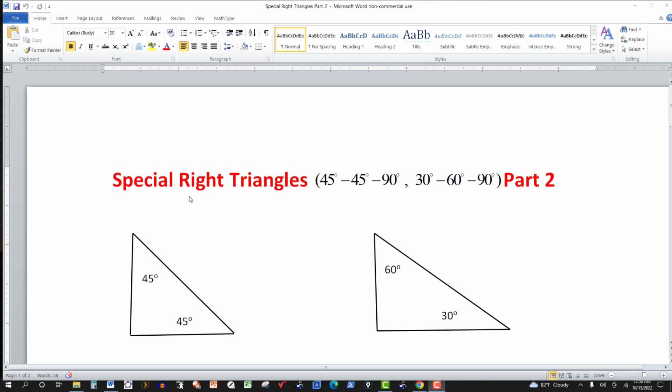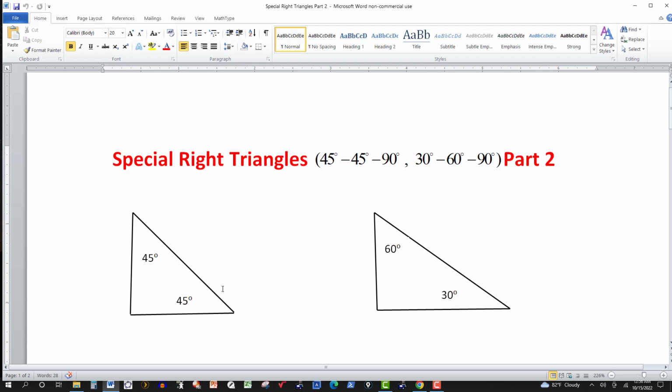In the last video, we focused on the 45, 45, 90-degree triangle. We're talking about special right triangles, so we're looking at the 45, 45, 90. That's the one we did last video. This video, we're going to focus on the 30-degree, 60-degree, 90-degree triangle. But let's review what we did last time.